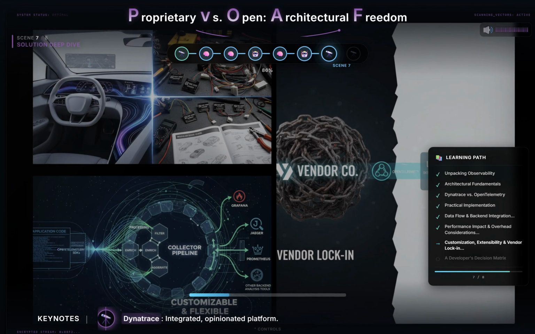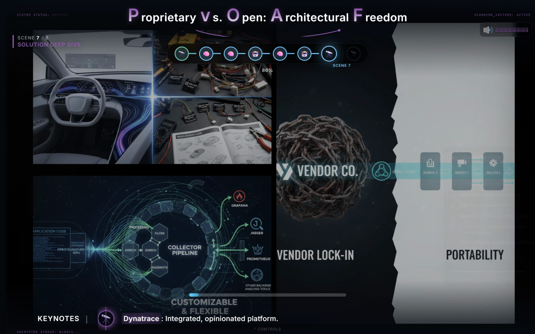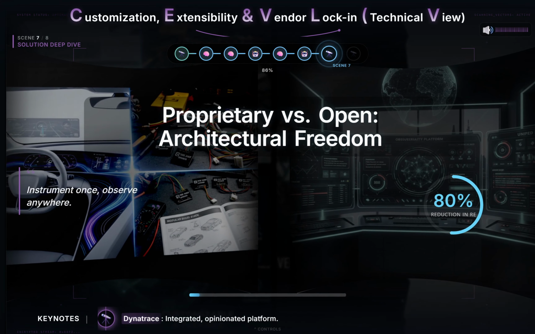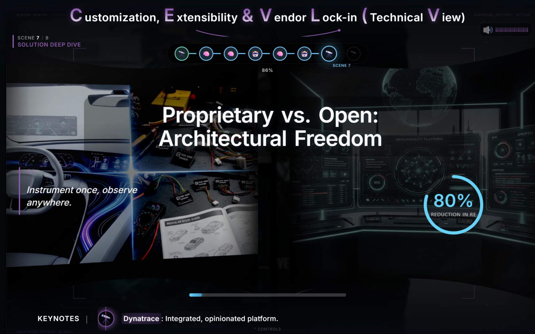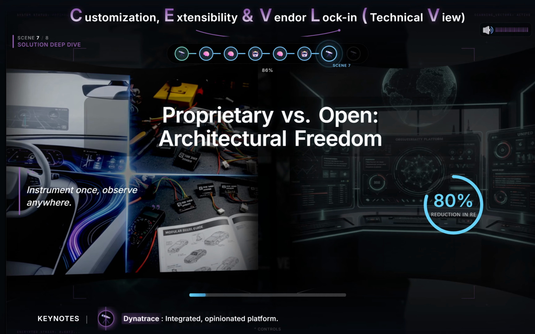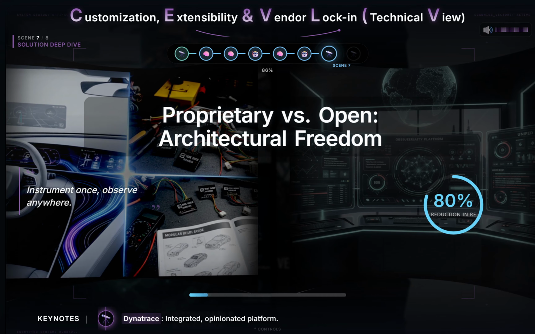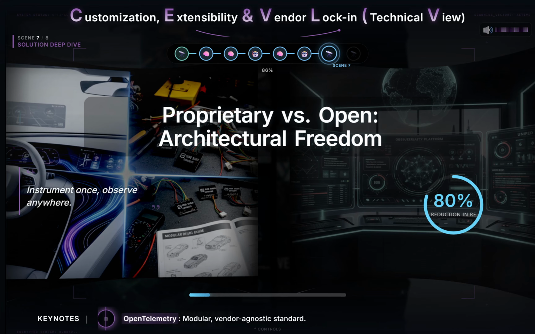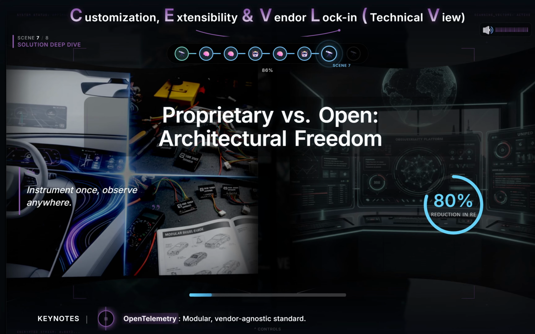Alright, we've talked about performance overhead. Now, let's zoom out a bit and tackle perhaps the most impactful difference for developers. The technical flexibility, customization, and long-term strategic implications of choosing between a proprietary system like Dynatrace versus an open standard like OpenTelemetry. This isn't just about what data you get today, but what control you have over your observability future.